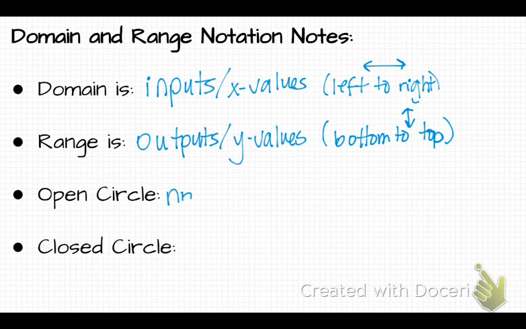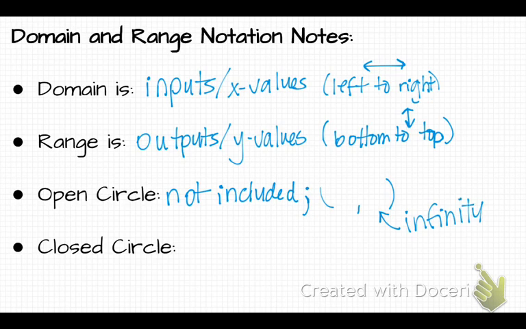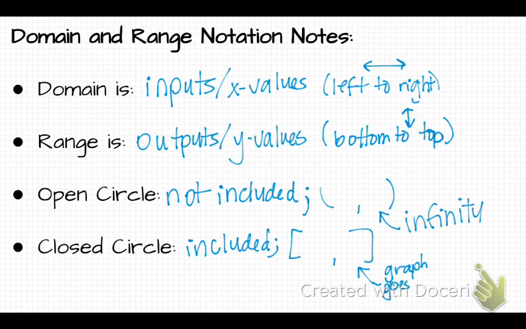Okay, open circle means not included, and we use parentheses, or this also counts for infinity. And finally, closed circle is included. We can use brackets, or the graph goes through the point. Okay. So this is all you need to know as far as domain and range go.